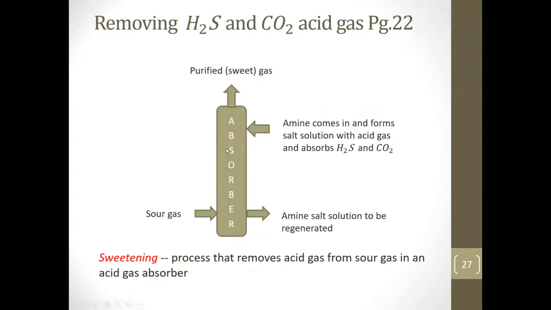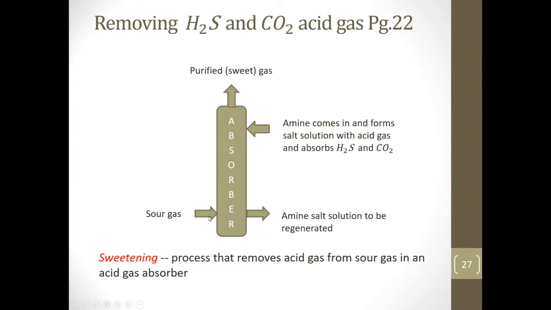So the sulfur recovery unit here, that's not exactly what we're talking about here. We're talking about removing H2S and carbon dioxide gas first. So the piece of equipment that we'll use for that is called an absorber. The process itself is called sweetening. And sweetening by definition is the process that removes acid gas from sour gas in an acid gas absorber.